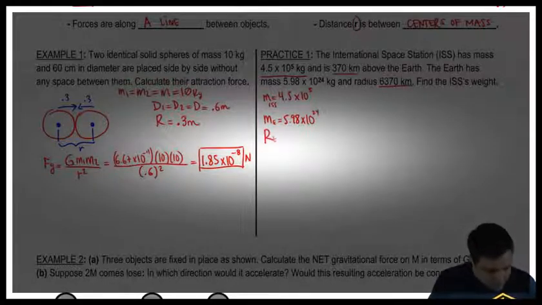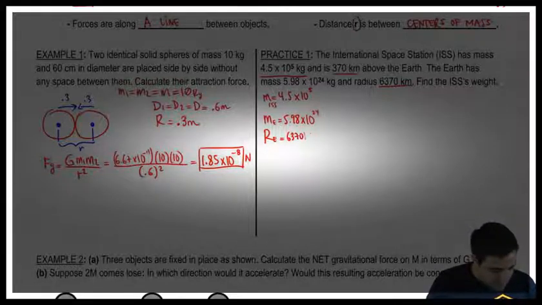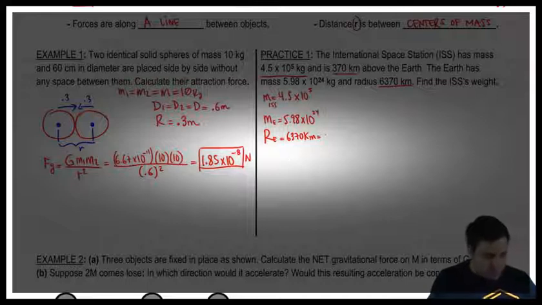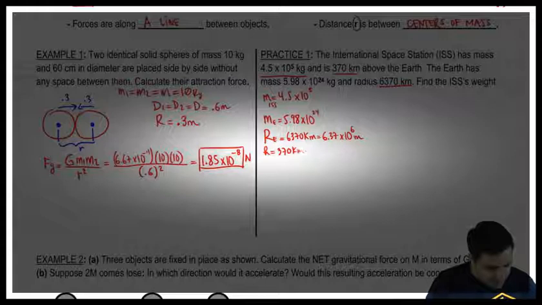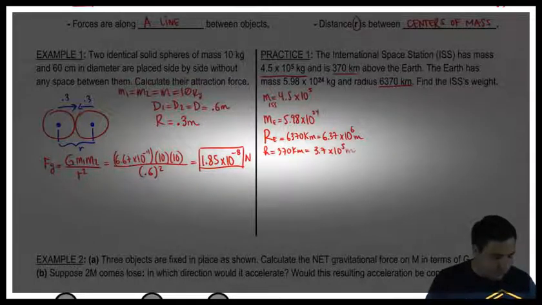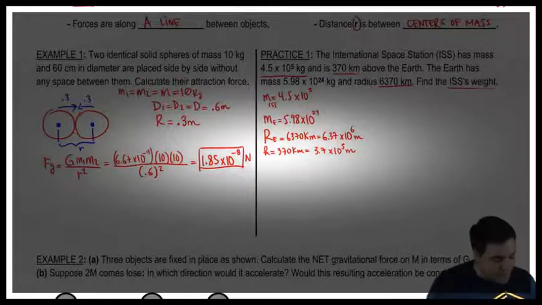So then the radius of the Earth, big R, little r is the distance, ends up being this, 6370 kilometers. If you want to rewrite this in scientific notation, you get 6.37 times 10 to the 6 meters. And there's a height here. The International Space Station is at a height, let's just put it as an h, of 370 kilometers, or 3.7 times 10 to the 5th meters. Okay, everything in traditional standard units. And we want to find the ISS's weight.